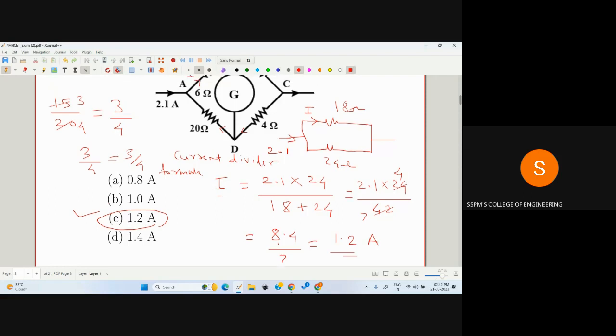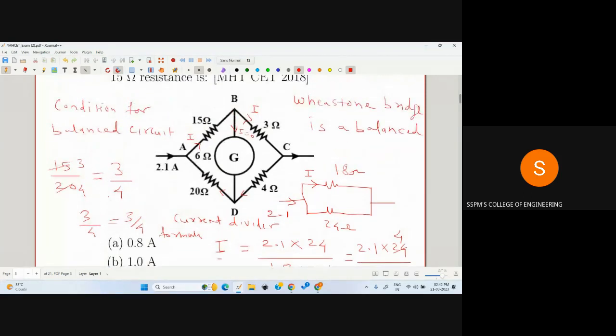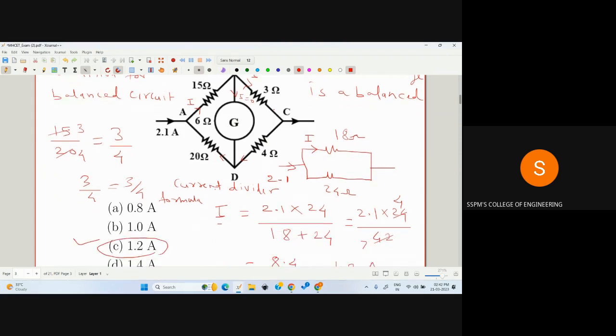So in this example, once again I repeat, first of all you have to check whether the bridge is balanced or unbalanced. If the bridge is balanced, then no current flows through the branch BD. The same current will flow through the 15 ohm and 3 ohm. And the same current will flow in the 4 and 20 ohm. And there is a parallel combination of 18 ohm and 24 ohm. Then use the current divider formula. The current divider formula says the total current into the opposite resistor 24 divided by 18 plus 24.